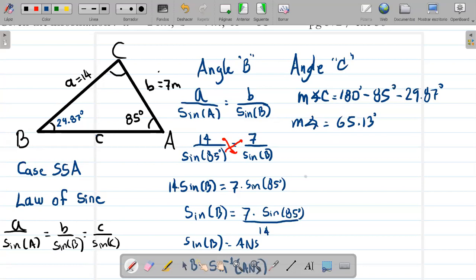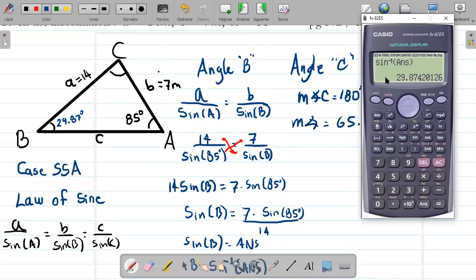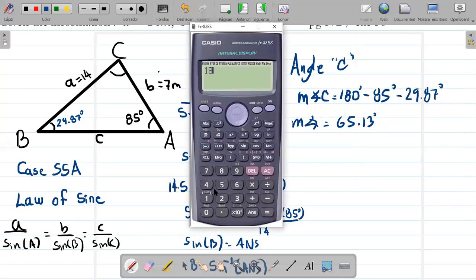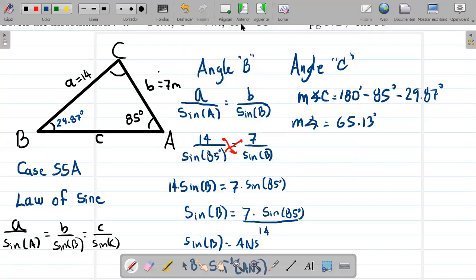65.13 degrees. Of course, we want to check it. We can do it in here. I trust a lot in that lady who talked. She has the right answer, I think. 85 minus 29.87. There it is: 65.13.